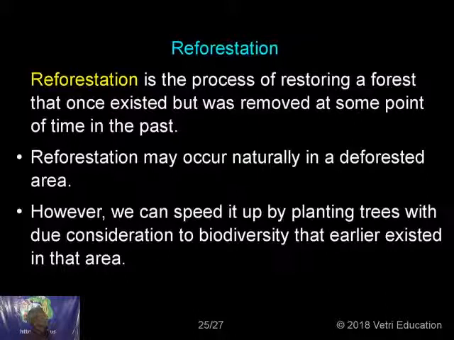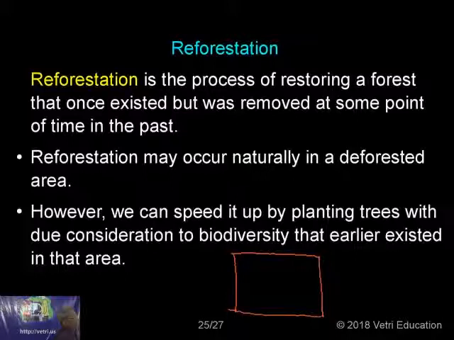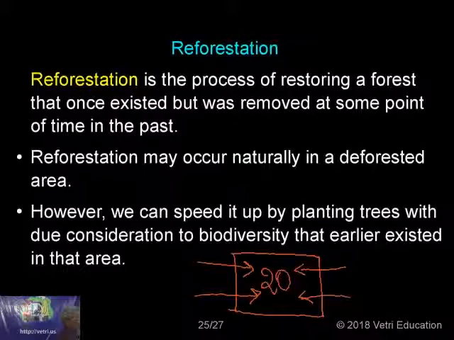Reforestation is a process of restoring a forest that once existed but was removed at some point of time in the past. Reforestation may occur naturally in a deforested area. If you just leave a place without any disturbance, with no human impact on it, you just leave it like that, say after 20 years, it will automatically become a forest. You need not do anything, you need not go and plant anything there. Nature has that capacity. In these 20 years, the time is more than sufficient for an area to become a forest.